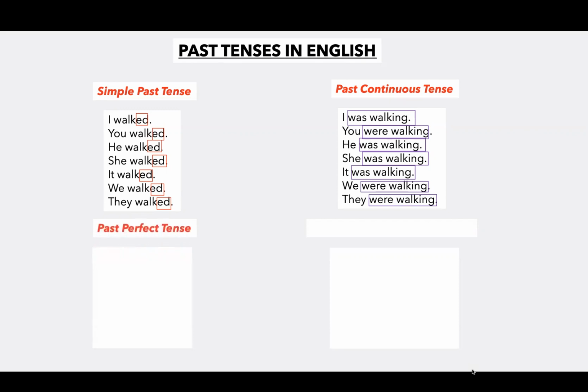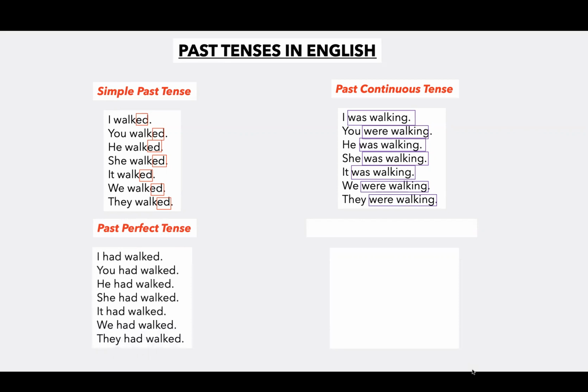The next one, past perfect tense, not present, past perfect. Again, the name of the tense includes the word past. So that's why it is under the category of past. In this case, we have had plus verb 3, past participle. We call verb 3 the past participle. So here, with all subjects or subject pronouns, we have the auxiliary verb, the helping verb had. I had walked. You had walked. He had walked. She had walked. It had walked. We had walked. They had walked.